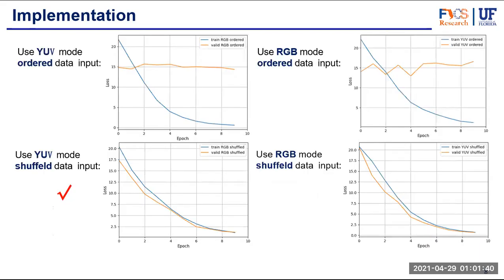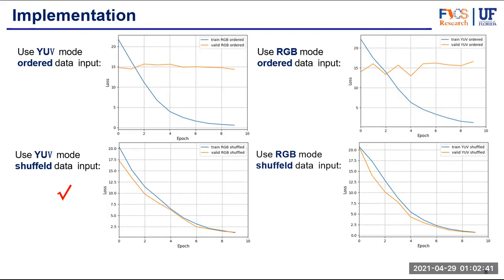I also visualize the results of each training and test. As shown in these 4 pictures, the blue line shows the training loss as the number of iterations increases, and the orange line shows the test loss. The above 2 pictures are the results of training with ordered data sets in different color modes. Although the training loss declines significantly and eventually reaches a lower value, the test loss fluctuates greatly and even has an upward trend as iterations increase. From this, it can be judged that the model trained with the ordered input data set has an overfitting phenomenon, which causes the model to not adapt well to new data.